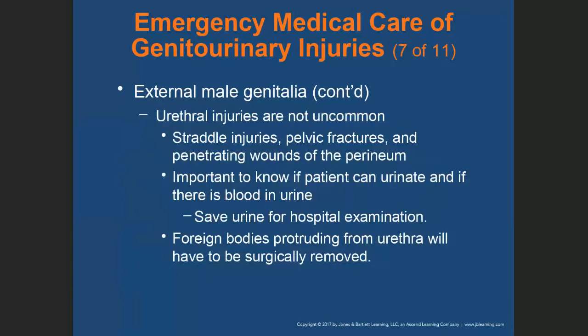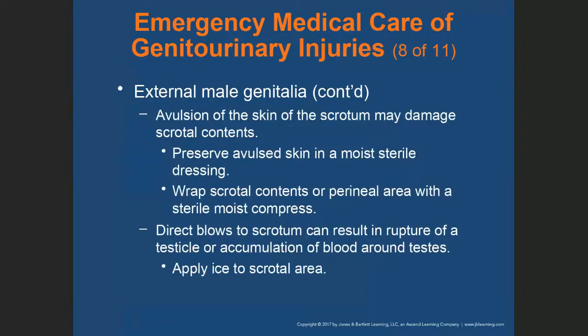Urethral injuries are not uncommon. Causes include straddle injuries, pelvic fractures, and penetrating wounds of the perineum. It is important to know if the patient can urinate and if there is blood in the urine. Save urine for hospital examination. Foreign bodies protruding from the urethra will have to be surgically removed.